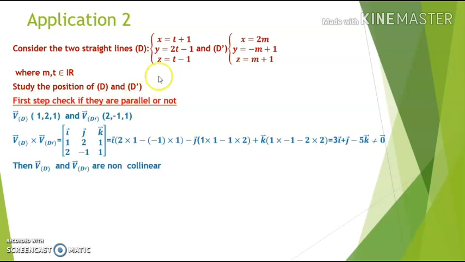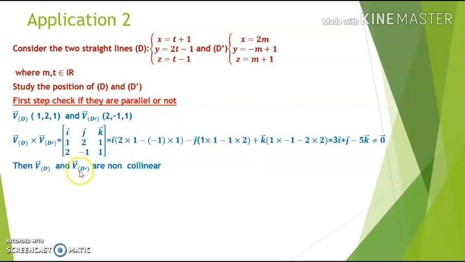First step, we need to check if these two straight lines are parallel or not by finding one director vector of d and one director vector of d prime. So (1, 2, 1) for d, (2, minus 1, 1) for d prime. Find the cross vector of vd and vd prime. Put them in the form of a matrix. In the first row i, j, k, in the middle vd, in the third row vd prime. By calculation we get the cross vector vd cross vd prime equals 3i vector plus j vector minus 5k vector, which does not equal 0.